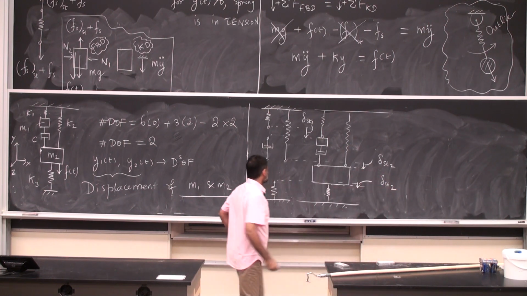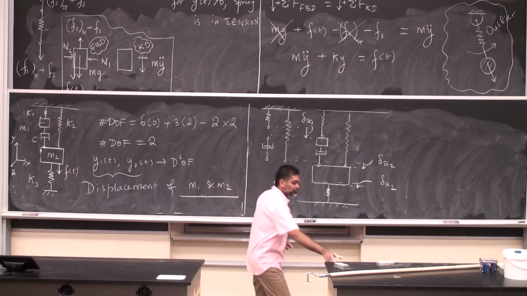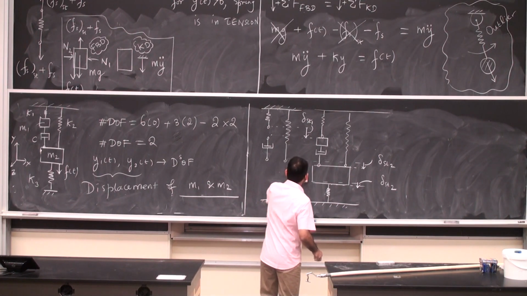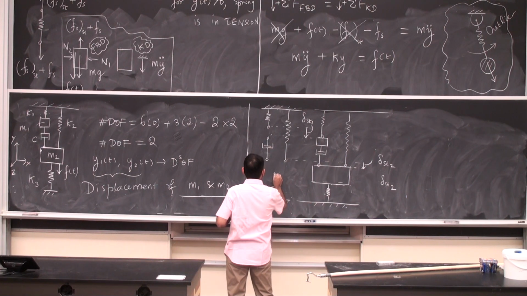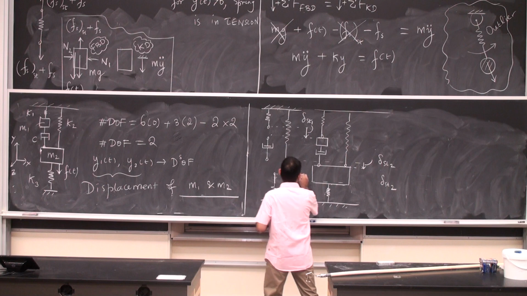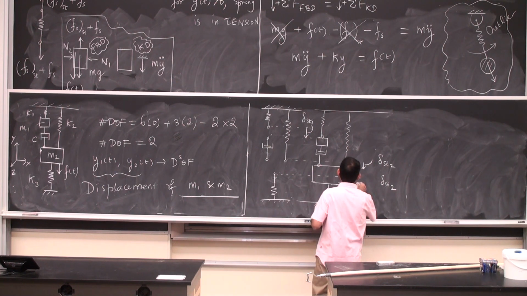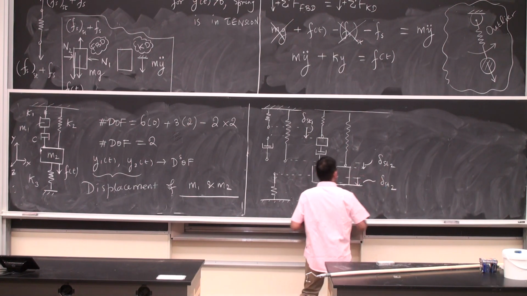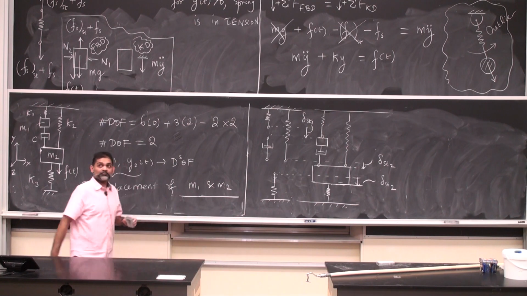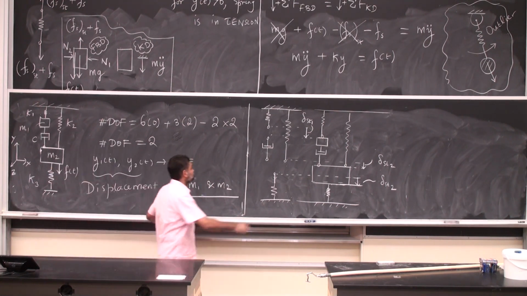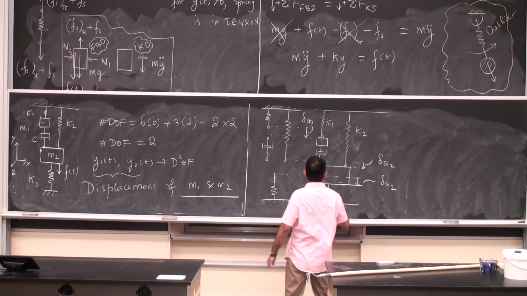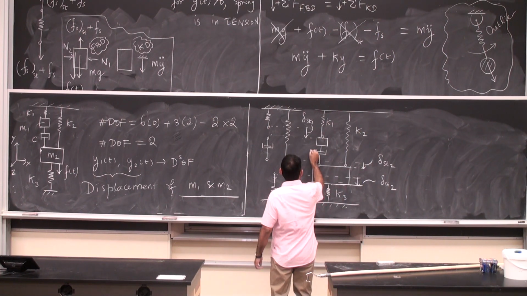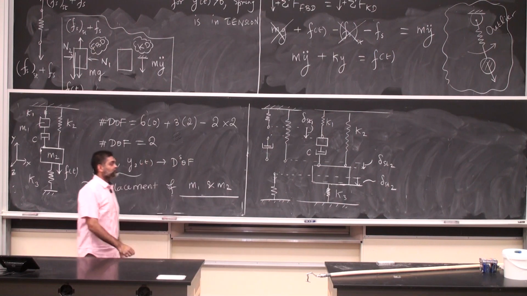Delta static 2. Does my figure make sense to everybody? Maybe I can increase the height of this to show it a little better. This is also delta static 2. Its stiffness is K1, K2, and K3. So this is K1, K2, K3. The damping element C.